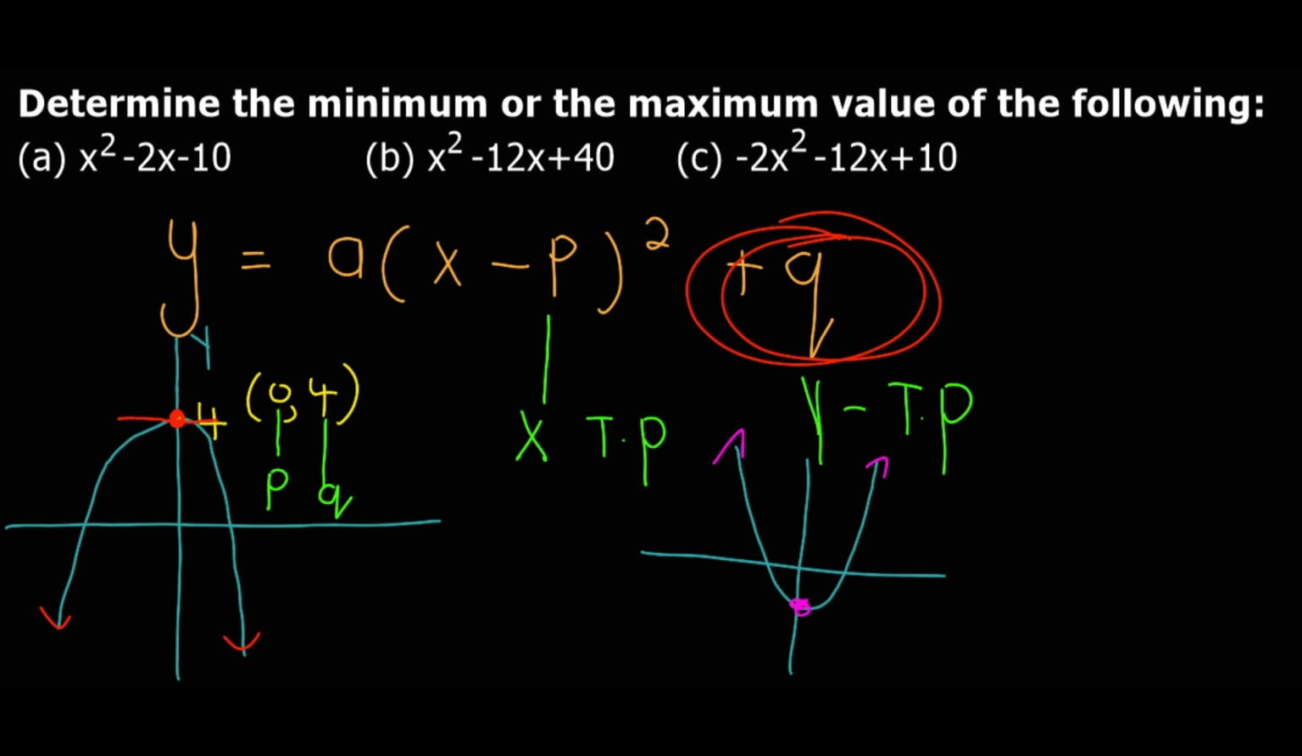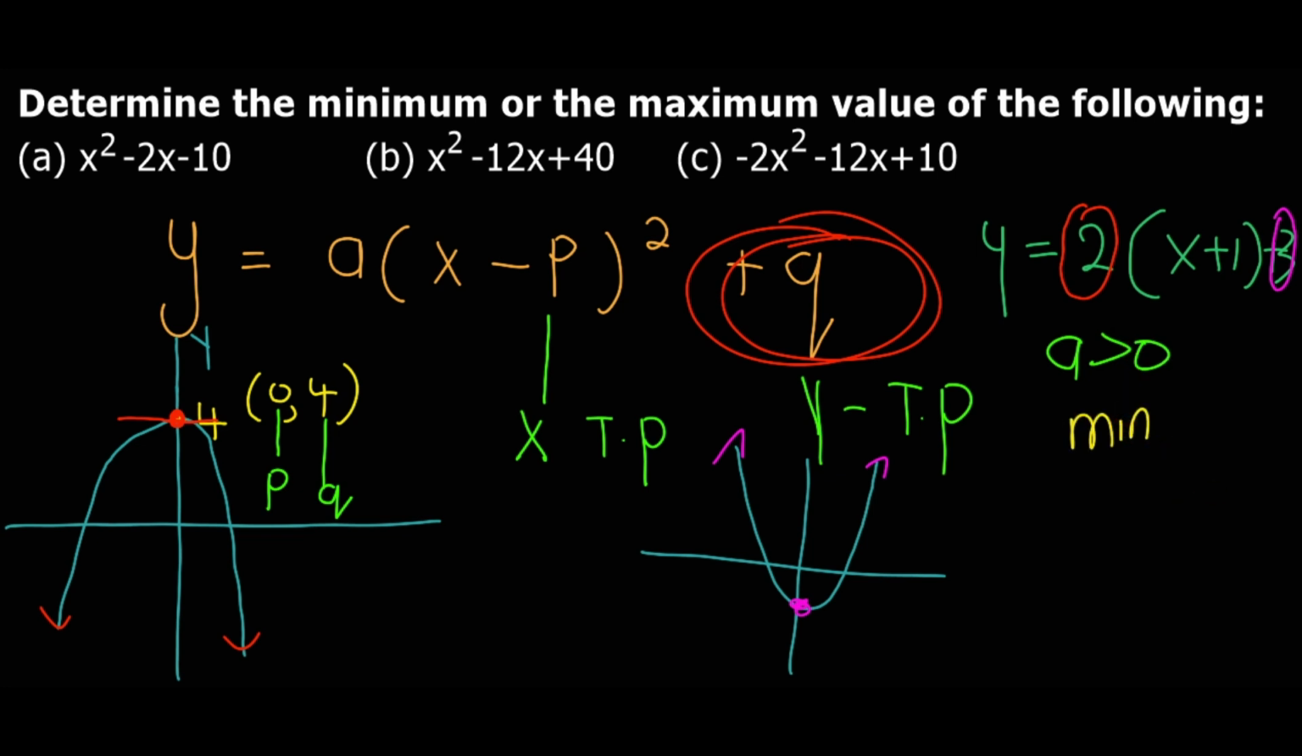So when you complete the square, let's say you have y equals 2 into x plus 1 squared, and then plus 3. When the question is to find whether you have a minimum or a maximum, you look at two things: your coefficient, which is a, and q. Since we know that a is greater than 0, we will have a minimum. And then what is your minimum? Your minimum will be 3. Your graph has the minimum value at positive 3.